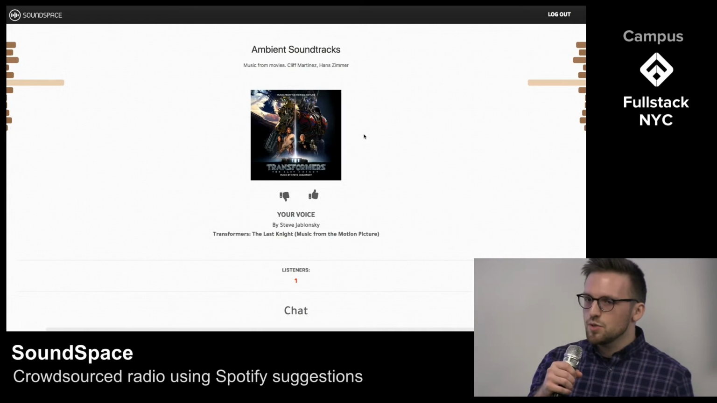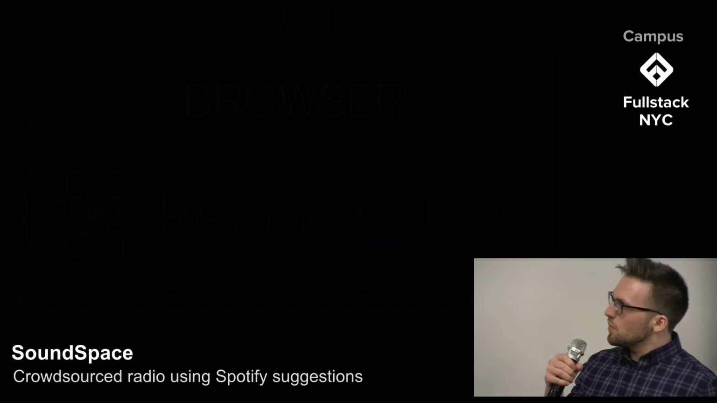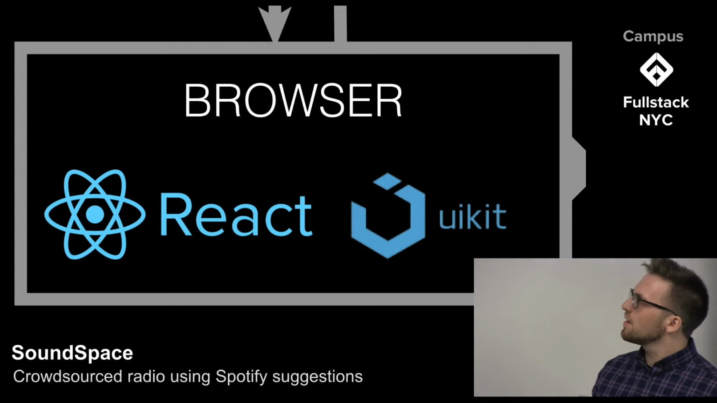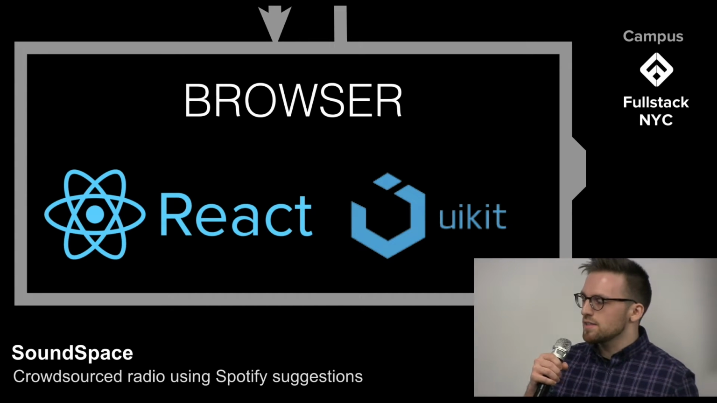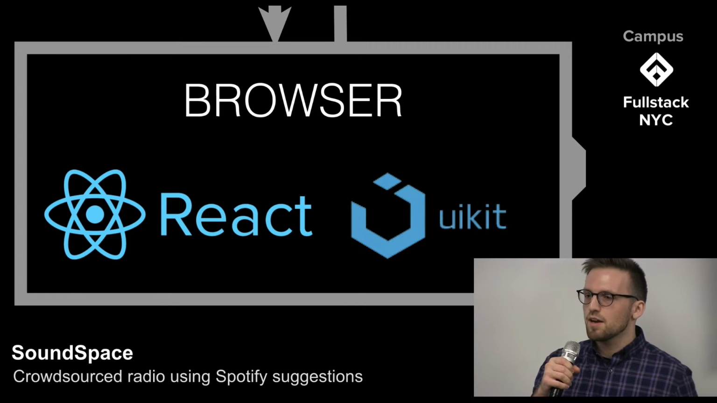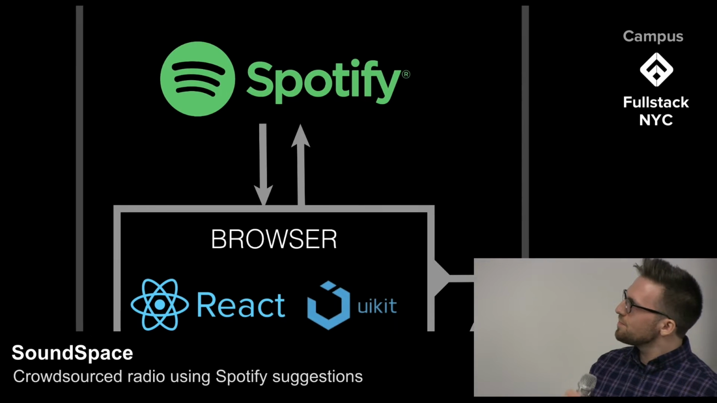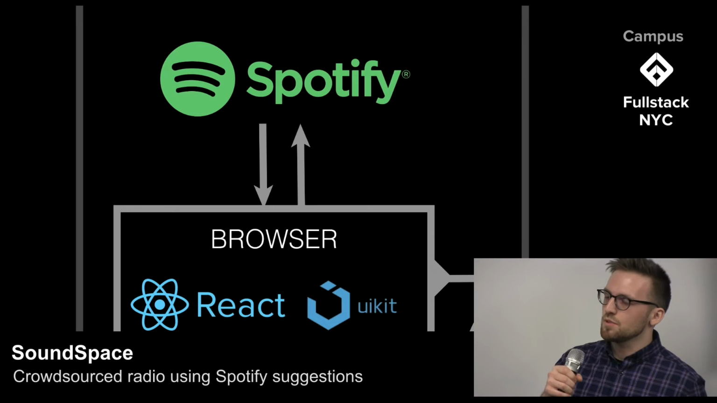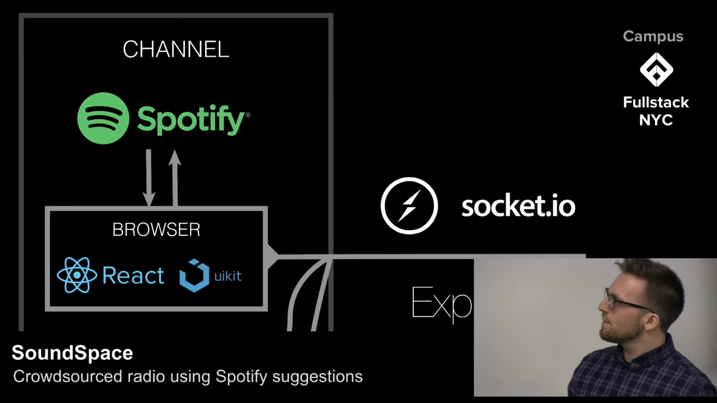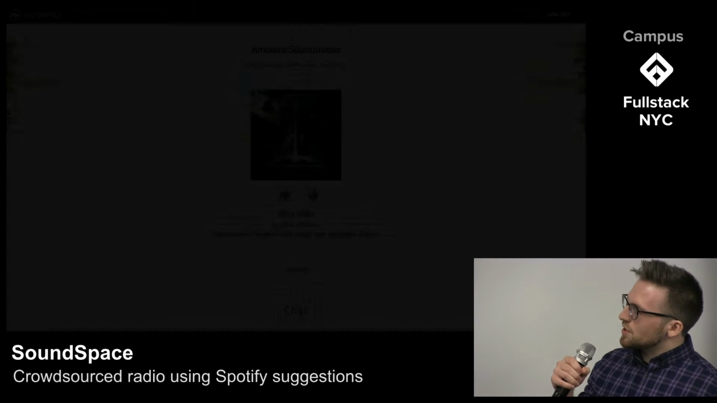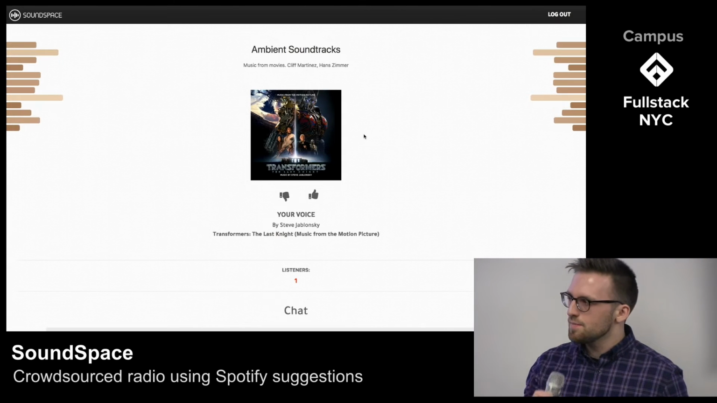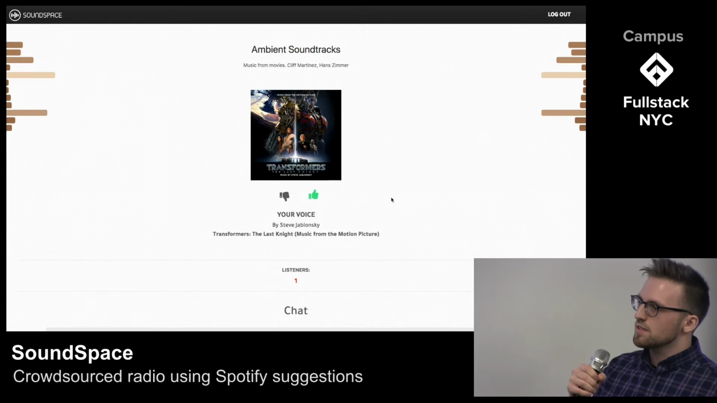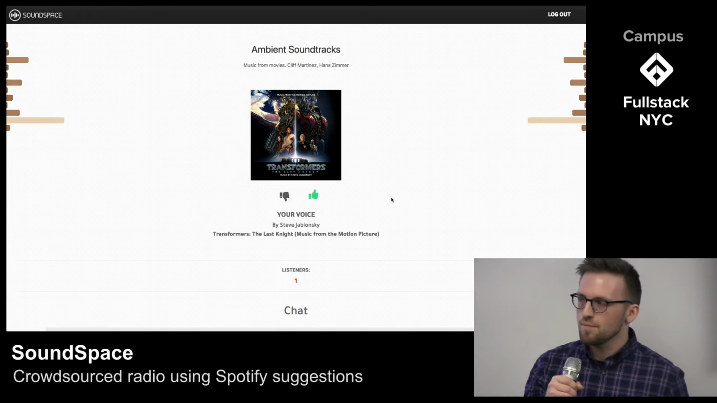In order to create an intuitive and fluid feel for SoundSpace, we decided to create a single-page application using React with styles from UIKit. The Spotify Web Playback SDK allows us to stream music from Spotify directly to your browser. We were able to make listening together in real time possible using the Socket.io library. Listeners can vote on what's currently playing, which will affect what plays next. Using Spotify's recommendation API, we dynamically queue songs based on the most highly voted tracks in each channel.